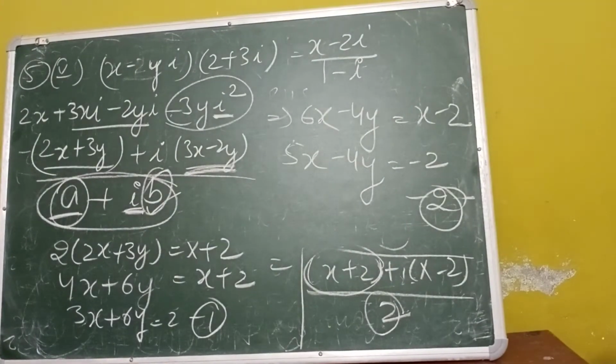Once again I am explaining. First of all, we solved the left hand side and made it in the form of a plus ib. In the same way we solved the right hand side and made it in the form of a plus ib. Then we compared the coefficients. That means the terms without i we took together, and the coefficients of i we also took together. Then we got two equations in x and y. Now we can solve these equations and get the value of x and y.